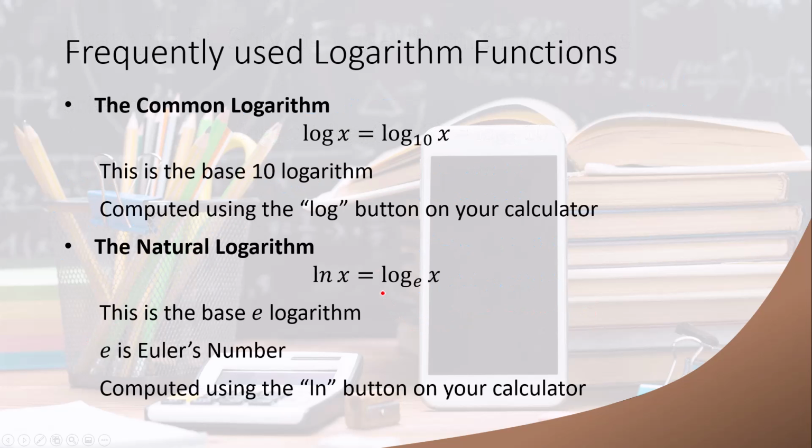Okay, now we want to talk about frequently used logarithms and their logarithm functions, and there are two, and they are the only two that you'll find on your calculator. They happen to be the common logarithm, which is basically the logarithm base 10, and you can find it using the log button on your calculator. And you'll also find there a button that says 10 to the x, which will be the inverse. The next one is the natural logarithm, which we usually call ln of x. That is the log base e of x, where e happens to be Euler's number, and that is typically computed using the ln button on your calculator.